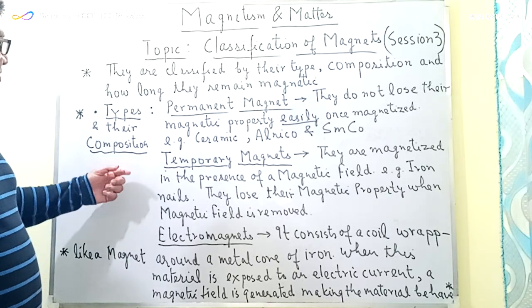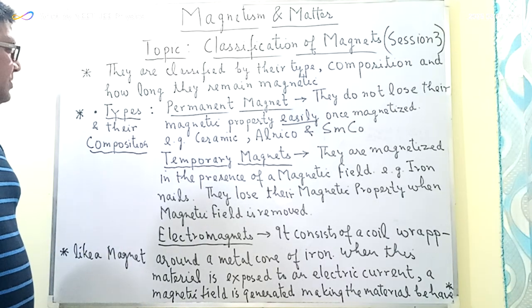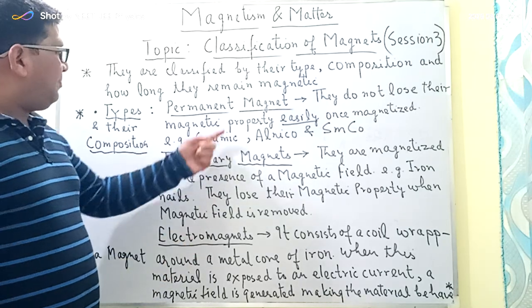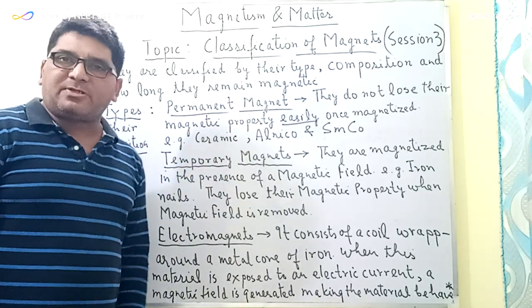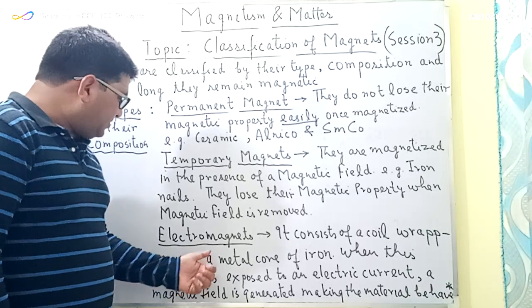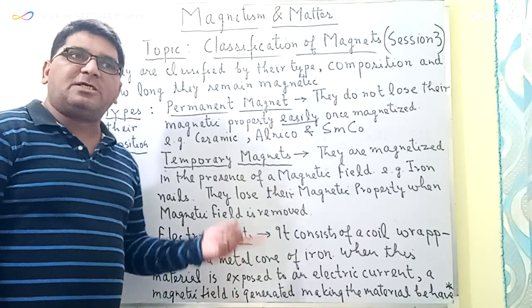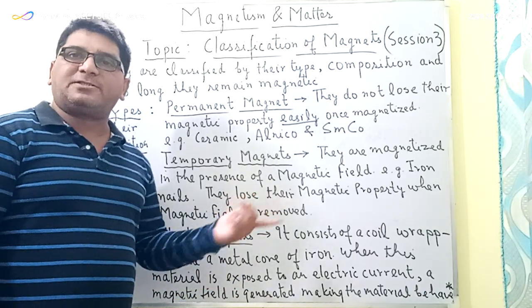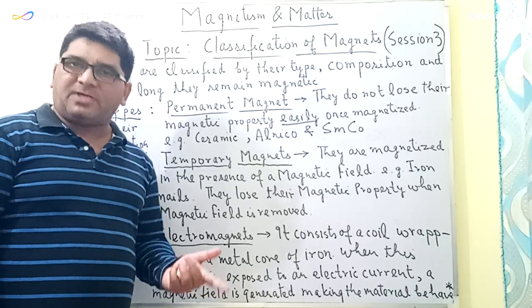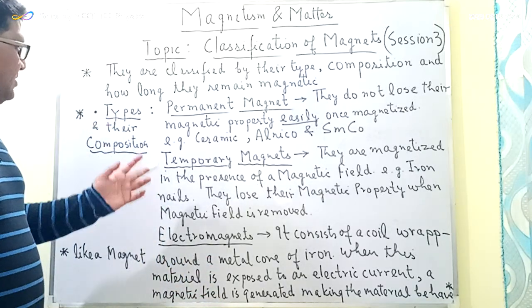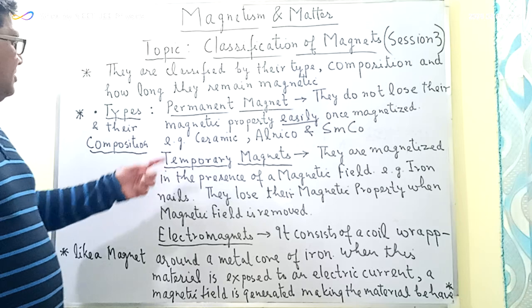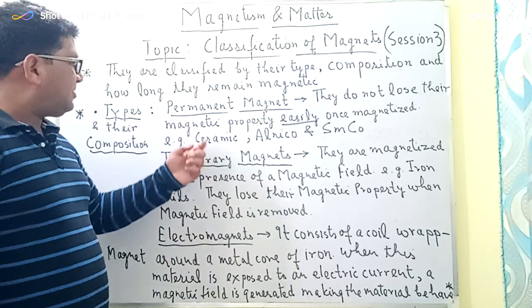Now let us discuss some of the common uses of the permanent magnets and the electromagnets. The permanent magnets are basically used in electric motors and generators, whereas the electromagnets are basically used in speakers, electric bells, and electric trains also. So these are some of the common uses of these electromagnets and permanent magnets.